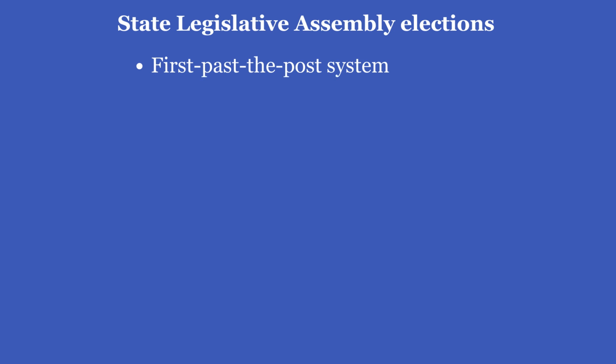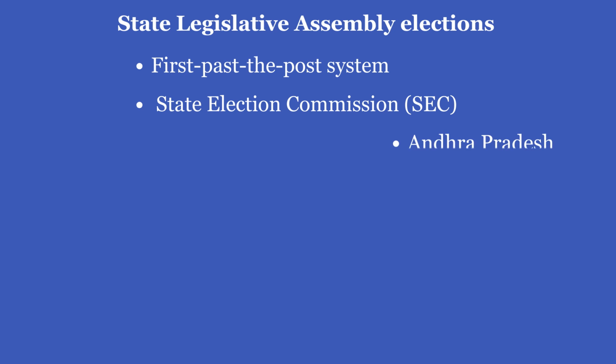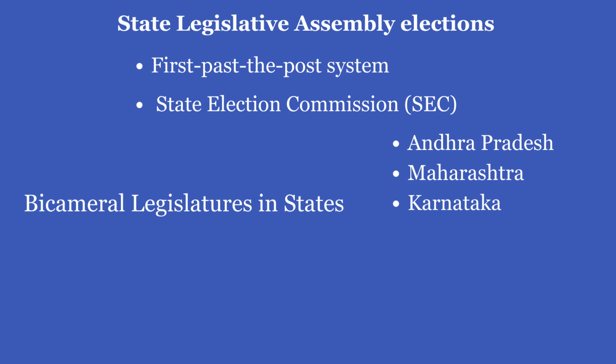Utilizing the first past the post system, the candidate with the highest number of votes in a constituency secures victory in both national and state elections. The State Election Commission ensures the integrity of the electoral process at the state Legislative Assembly level. Additionally, many states feature bicameral legislatures comprising two houses, enhancing legislative processes and representation.